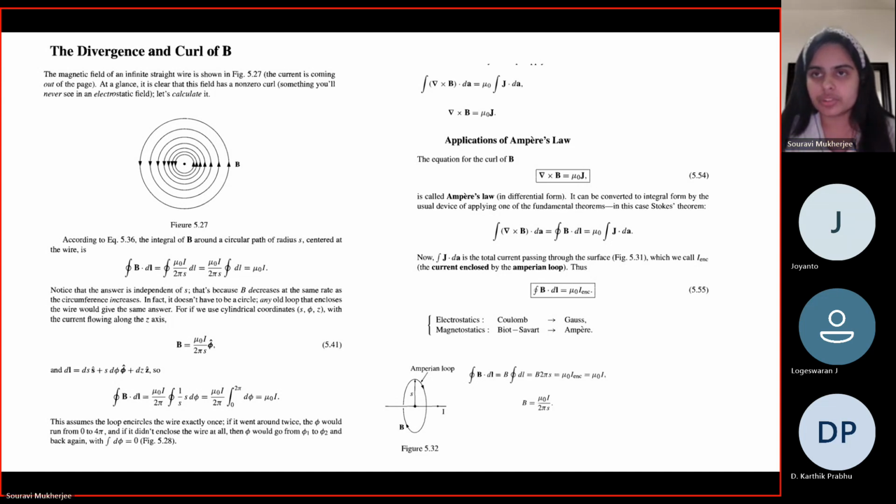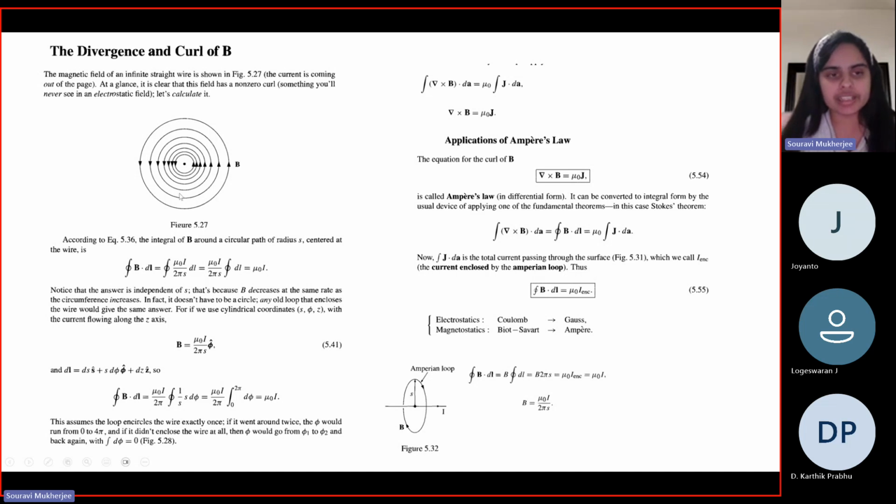the analogous form of Gauss's law for magnetostatics would be Ampere's law. Let us see how to get there. First, if you have some current carrying wire, here a straight wire where the current is coming out of the page, then using your right hand thumb rule, you know the magnetic field will be circling around the wire in this fashion.